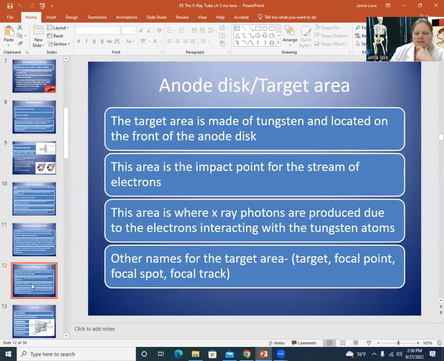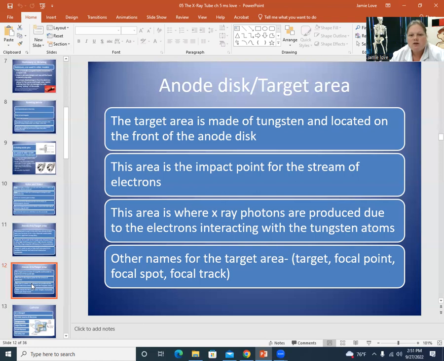So we talked about this disk being called the target, the anode disk. On that area, there's an exact place where the electrons are going to hit. This is the actual target. We're kind of associating the name target with the whole disk, but really it's that area on the anode disk where the electrons hit. So the impact point for the stream of electrons is where X-ray photons are produced, at the target on the anode.